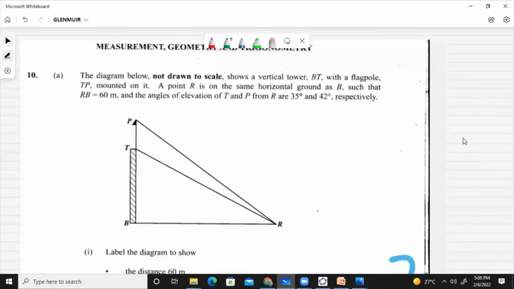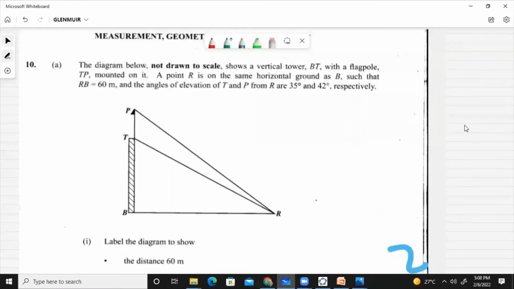As you could see, this one comes at number 10, section 2. That was then. I think this comes at number 9 now. All right, let's look. It says the diagram below, not drawn to scale, shows a vertical tower, BT. So we're looking at BT right here, BT. All right, good. With a flagpole on top of it. So T to P is that flagpole idea, TP, mounted on it. All right, good. A point R is on the same horizontal ground as B. So they're saying R, which is here, is on the same horizontal ground as B right there. So we're looking at those ideas such that RB is equal to 60.